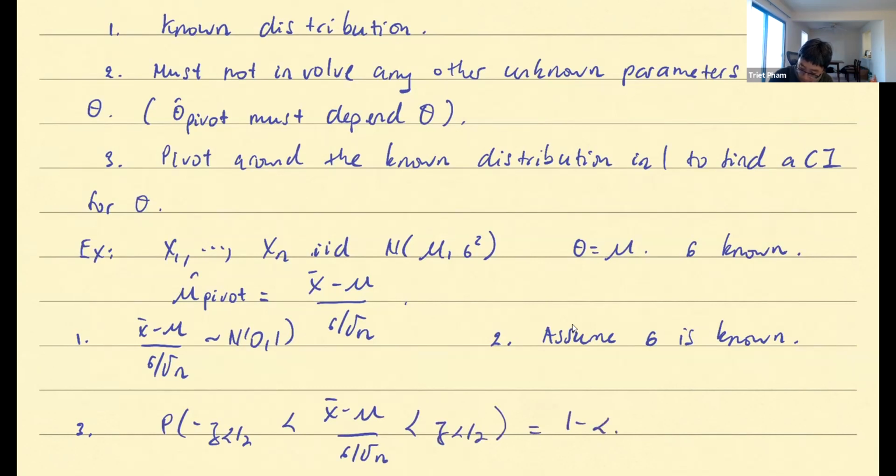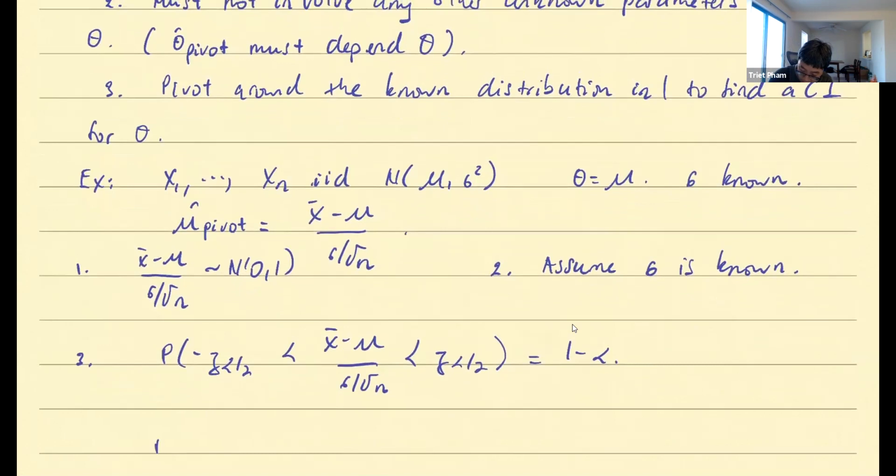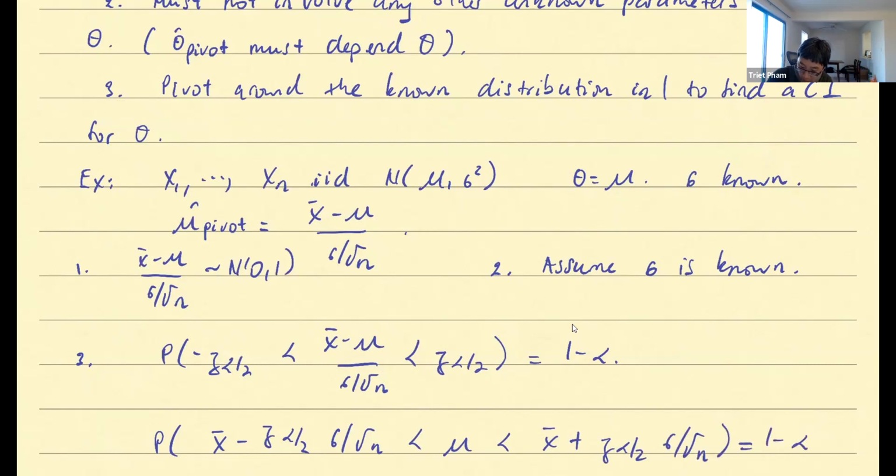Right, and pivoting means move mu around, so that mu becomes the member stacked right in between the two left and right random points. And so the act of moving from here to here is the act of pivoting. Okay, and that's it. Once you get that, you get the 1 minus alpha confidence interval.